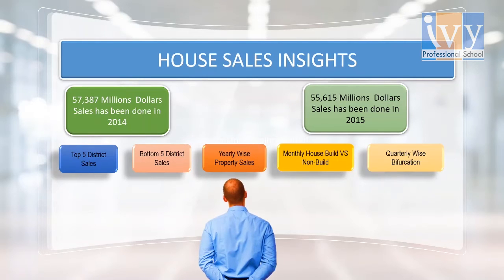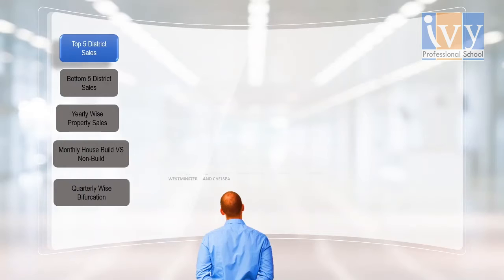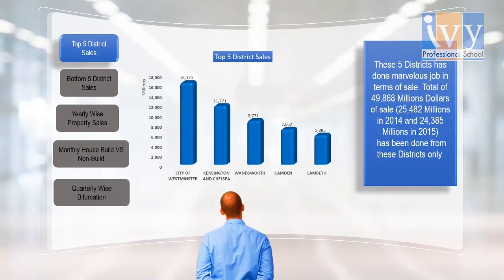And these are the top 5 headings which I have prepared in my dashboard, as I have already shown you guys. If we see the top 5 district sales, these 5 districts have done a marvelous job in terms of sales. A total of $49,868 million of sales has been done in both the years from these 5 districts only.